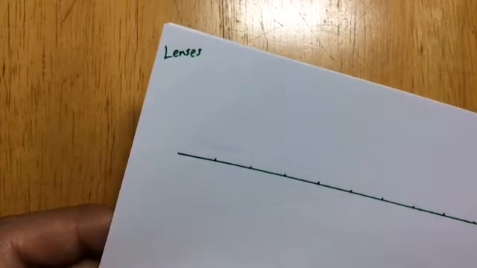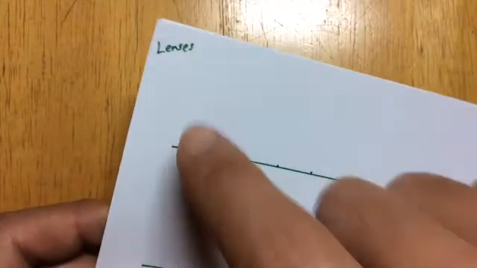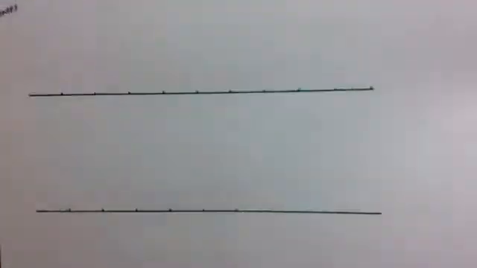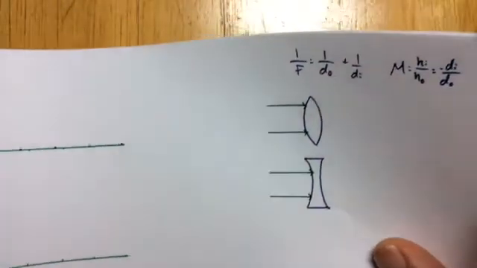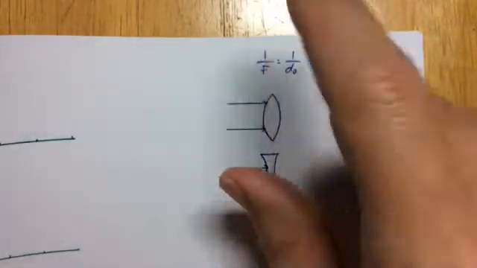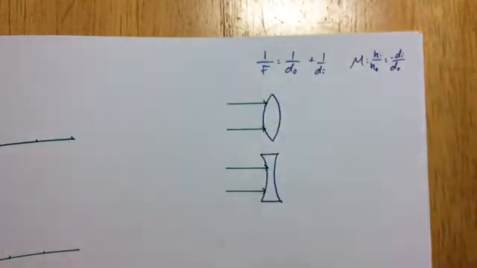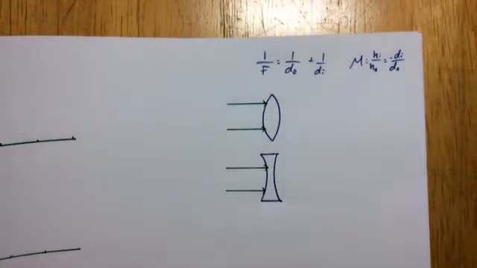Okay, this is the continuation of the mirror video. We're going to talk about lenses and ray tracing and how to use those equations with lenses. Lenses let light pass through them, and so we're going to use the same equations here, the lens or mirror equation.